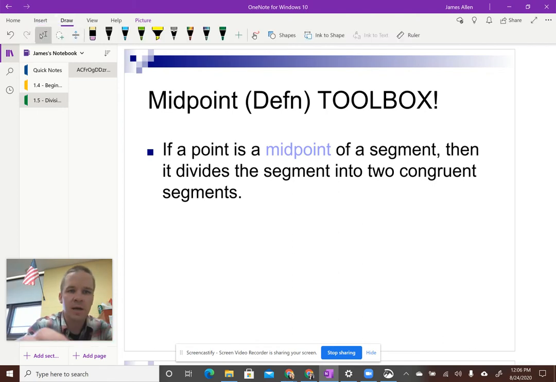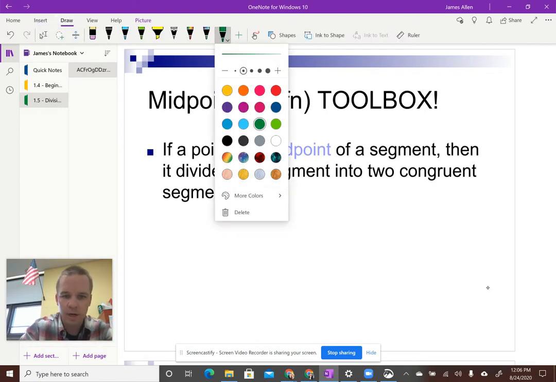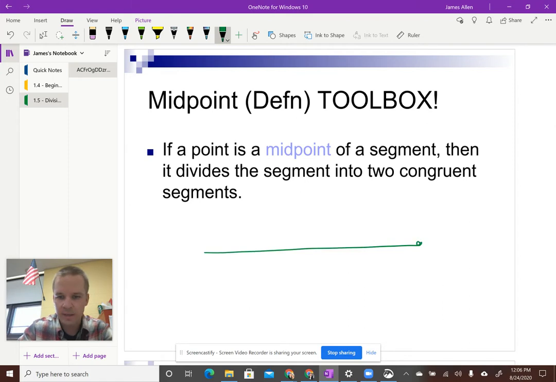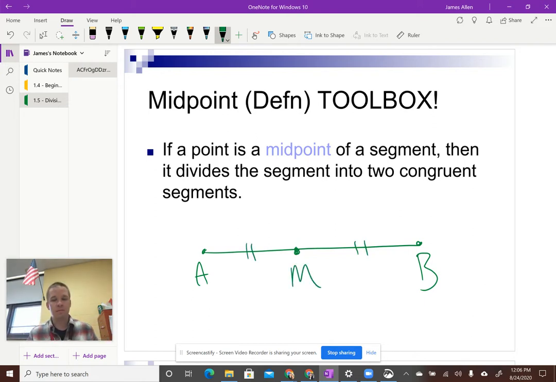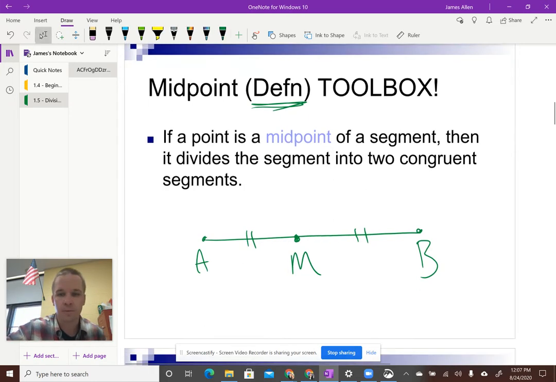Let me get a marker ready. We'll go green. So if I've got something like segment AB, perhaps I have point M, and I have congruent markings. M is a midpoint. It splits it into two congruent segments. Since this is a definition, we can reverse it. If a point is the midpoint of a segment, then it divides the segment into two congruent segments. If a point divides a segment into two congruent segments, then it is a midpoint. Okay, so definitions you can reverse, you can do the converse, and they hold true.